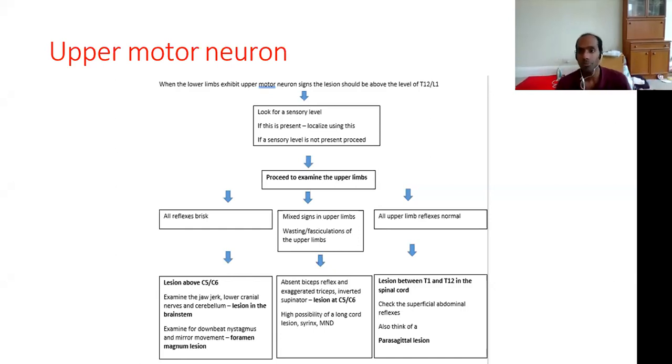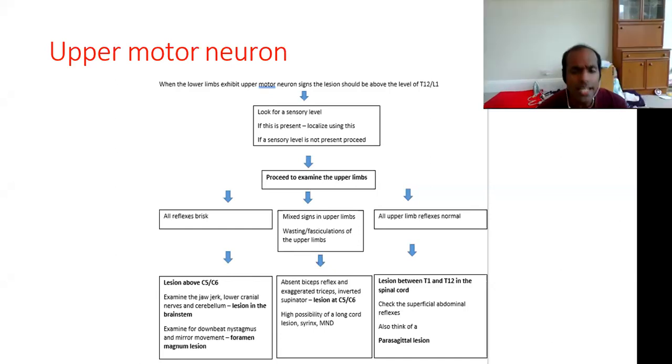But now the problem is the sensory is intact, which can happen in some types of lesions. So what do you do now? You examine the upper limb reflexes, and this method is called motor localization. If you found a sensory level, no problem at all, the story is closed. But if there is no sensory level, look at this algorithm.